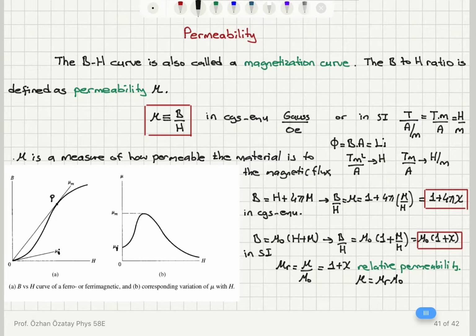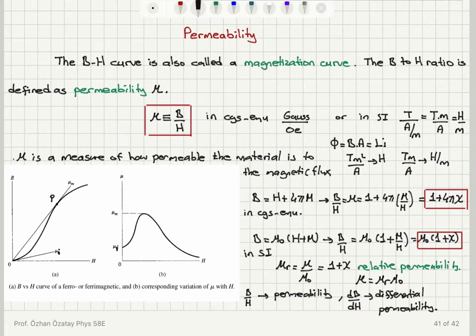Now, if you look at the slope at a particular point on the curve, for example at this point at the beginning, mu i, the slope dB dH at that point gives us differential permeability. So B over H is permeability. However, if we look at dB dH at a particular point, it is differential permeability that we are looking at.